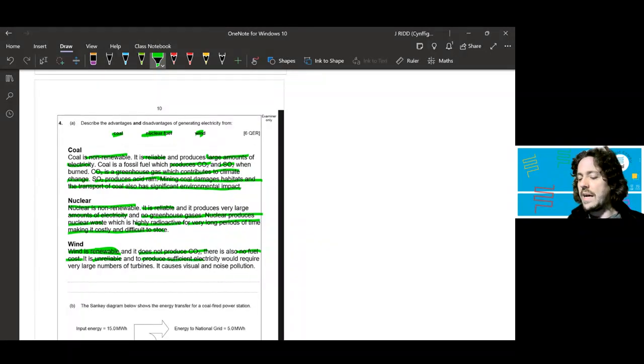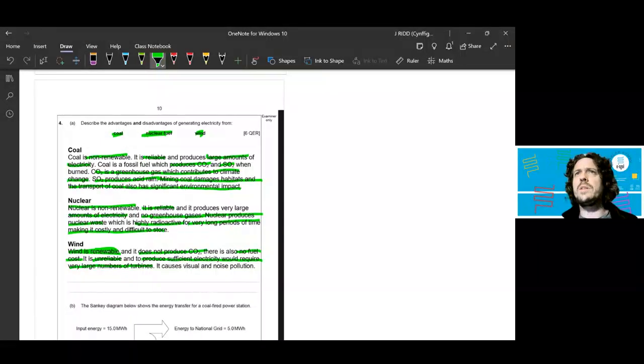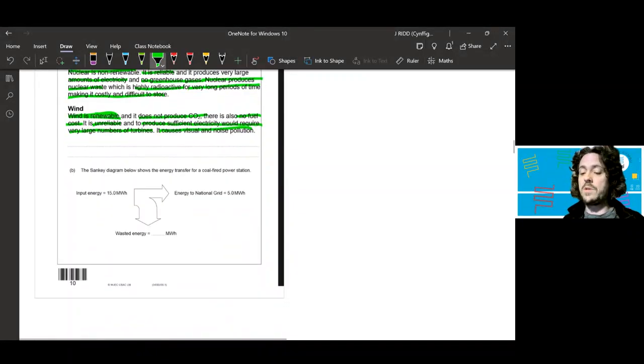It doesn't produce a great amount of electricity either, unless you have a very large number of turbines. So the energy density of wind is quite low. And by that, I mean that to produce the same amount of energy as maybe a fossil fuel burning power station, you need a very, very large area of land, and it causes visual and noise pollution. People don't want them on their doorsteps.